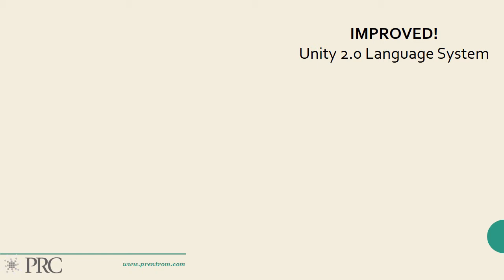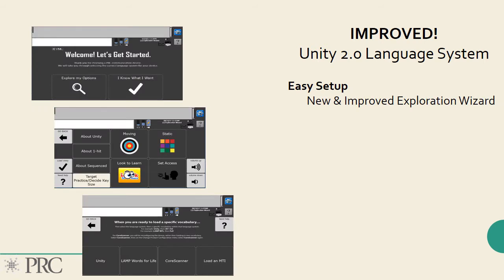One of the most exciting developments within PRC is the release of the Unity 2.0 language system. Right when you turn on the device, you'll notice the first difference is that it starts with a new and improved exploration wizard. So from the beginning, you'll be able to explore options or just directly select what you want. It will also give you a way to decide the key size that you want, or to do some target practice, and even to set the access method right from the wizard. And then when you're ready to load a specific vocabulary, it walks you through the steps, which I think is great, not having to take you into the toolbox.